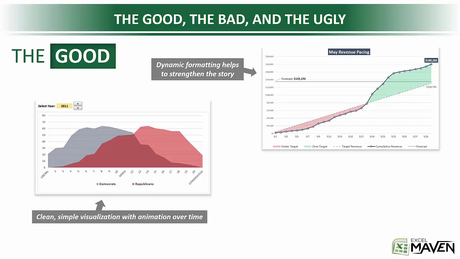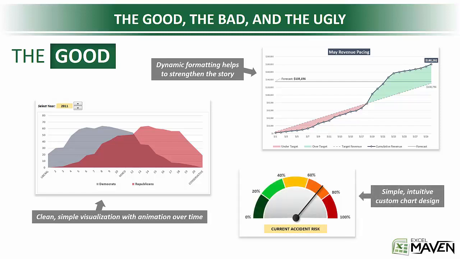Next, we have a custom-built pacing chart where we're looking at cumulative revenue over time against a goal or a target. And here we're using some really clever dynamic formatting rules to shade the different colors based on whether we're underpacing or overpacing that target.